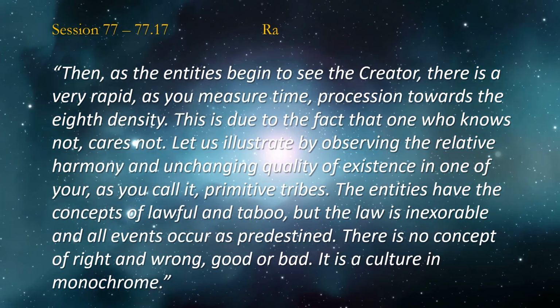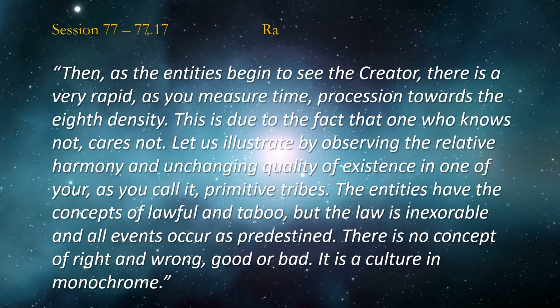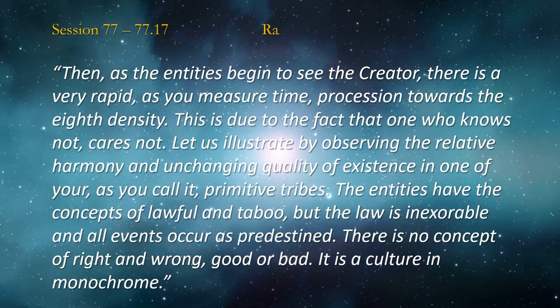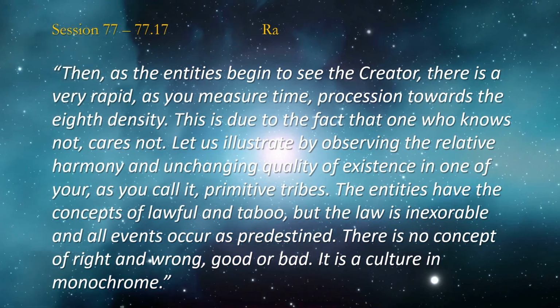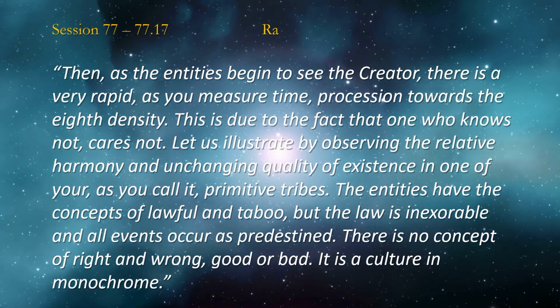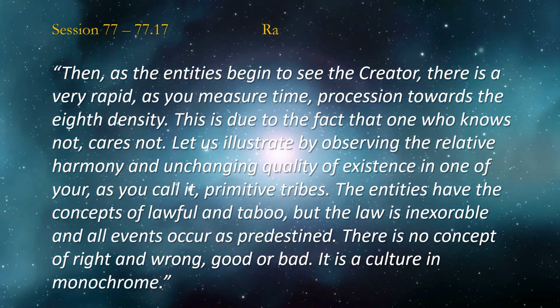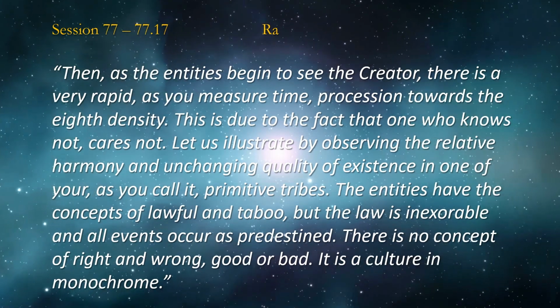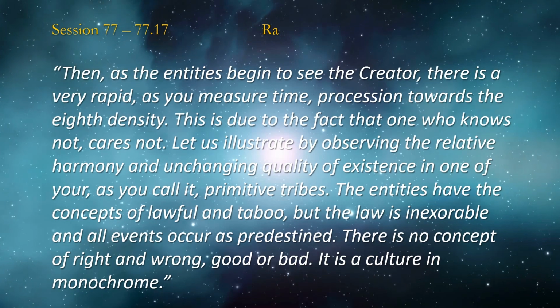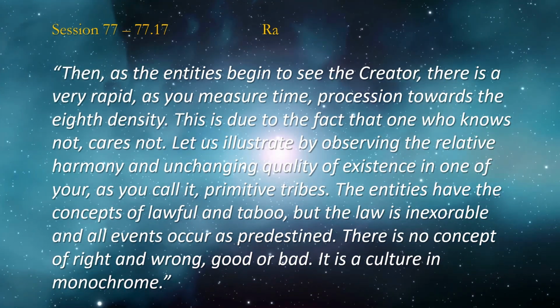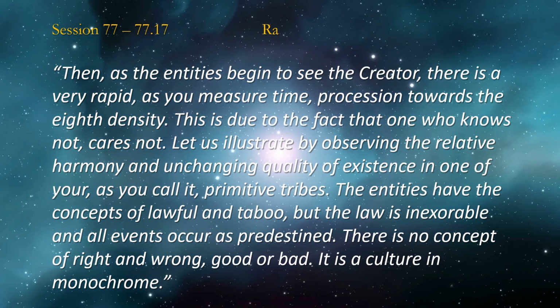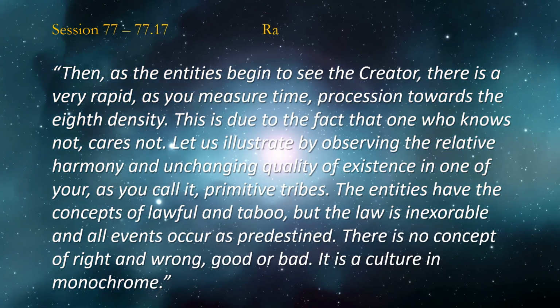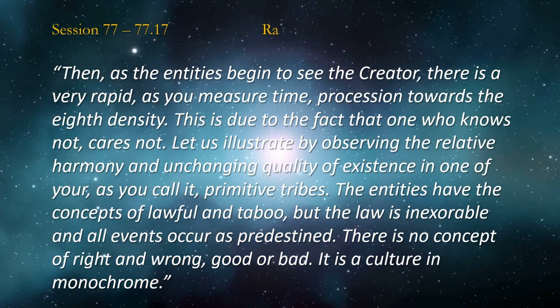Ra continues and says, then as the entities begin to see the creator, there is a very rapid, as you measure time, procession towards the 8th density. This is due to the fact that one who knows not, cares not. Let us illustrate by observing the relative harmony and unchanging quality of existence in one of your, as you call it, primitive tribes. The entities have the concepts of lawful and taboo, but the law is inexorable and all events occur as predestined. There is no concept of right and wrong, good or bad. It is a culture in monochrome. We're gonna get into some amazing stuff in a bit.